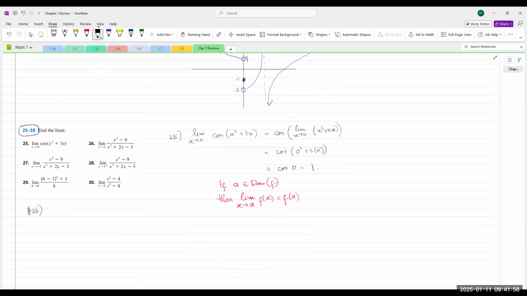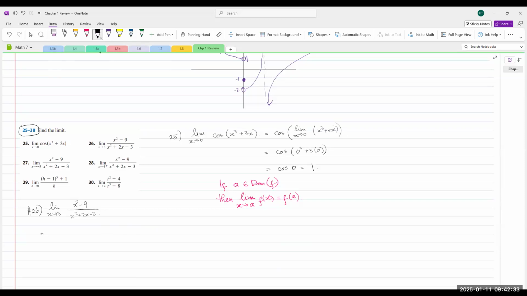Let's say number 26. Limit x approaching 3 of x squared minus 9 over x squared plus 2x minus 3. Is it in the domain? I think so. So let's see. If I plug in 3, that will be 9 plus 6 minus 3, that's not 0. So it is in the domain, right? 3 is in the domain. I just go ahead.